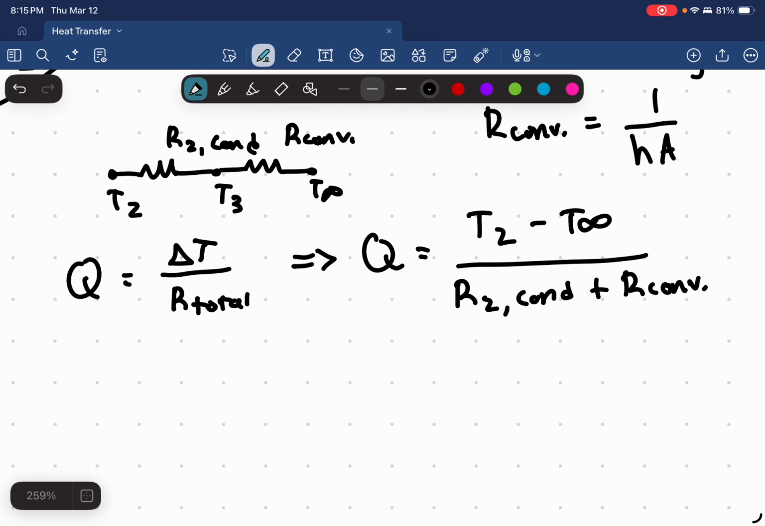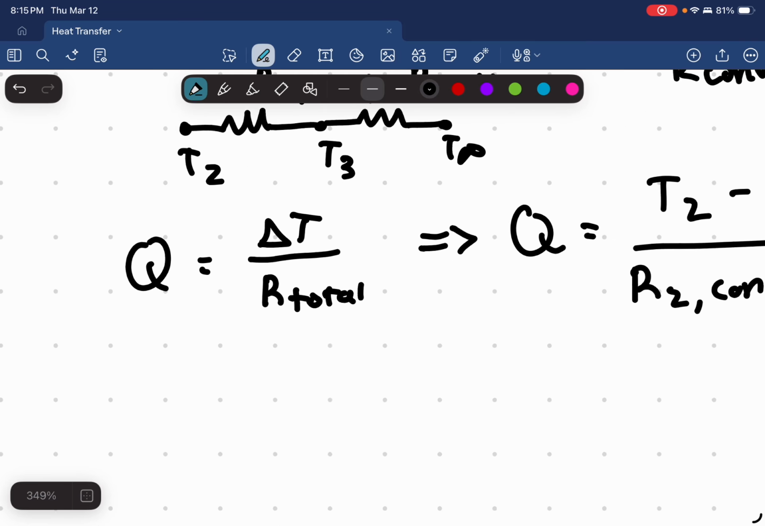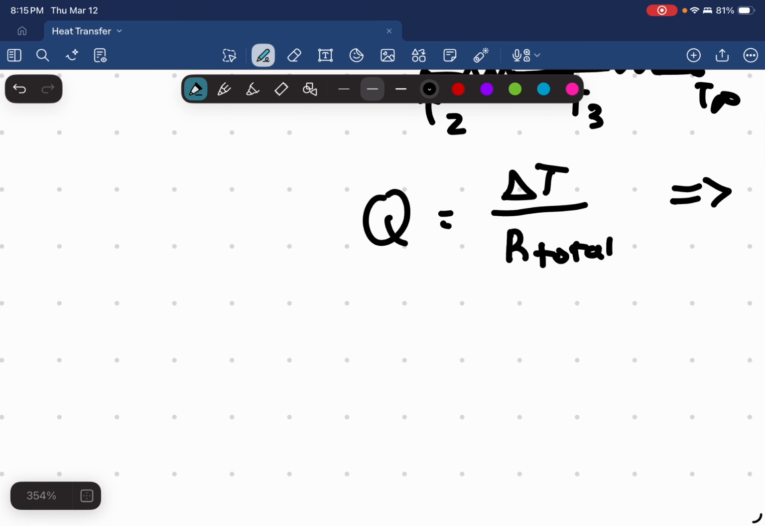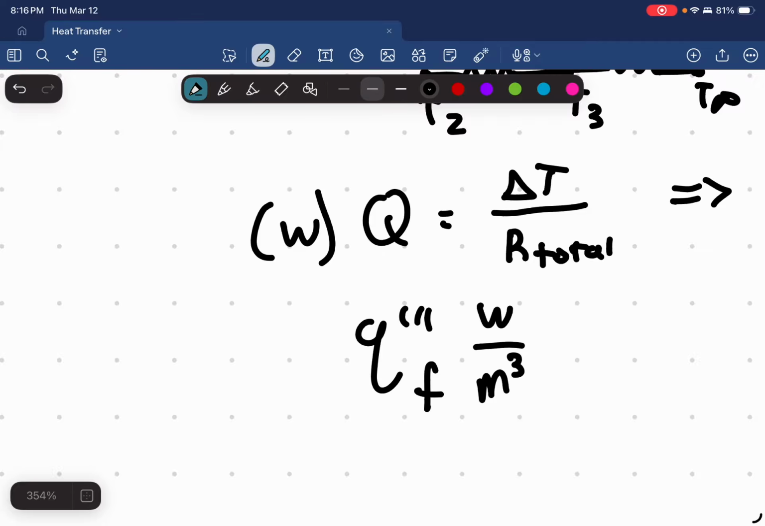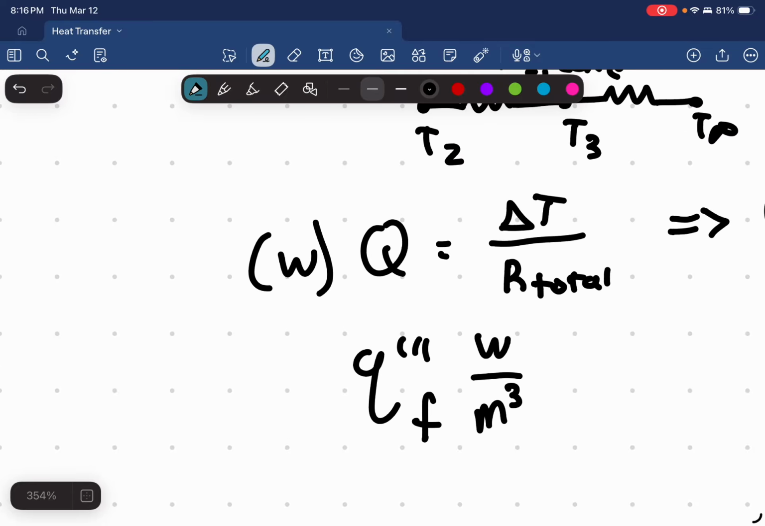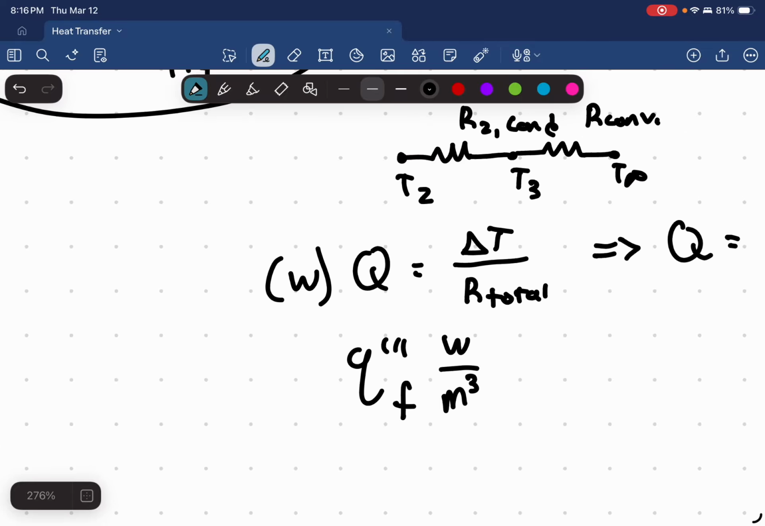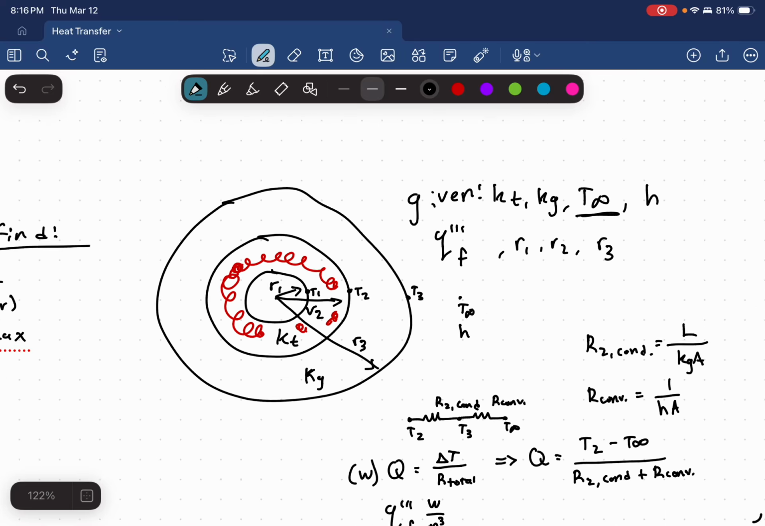Okay, well, one thing is we're not given the heat rate. We're given the volumetric heat rate. So the Q triple prime has the units of watts per meter cubed, but our heat rate is just in watts. So we would need to multiply by the volume of a cylinder.